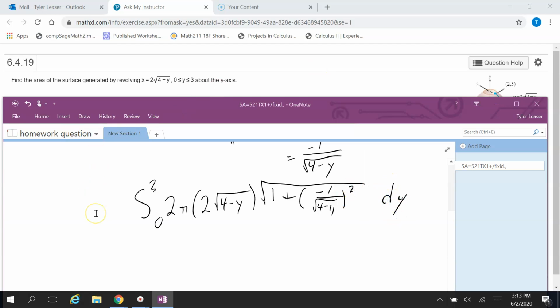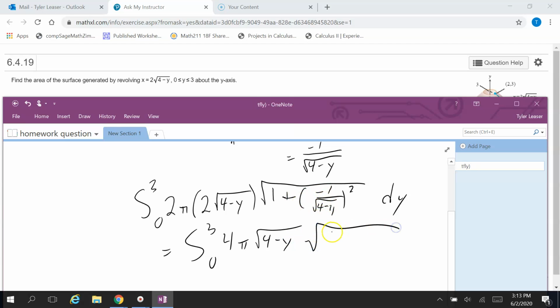All right, this trick is one that I showed you. It's just a little bit more complicated than the one that I showed you. First off, we have a 2 times 2, which is 4. We still have the pi. We still have this square root 4 minus y. Inside here, when I square that off, the negative 1 becomes a positive 1. The square root in the denominator becomes just a normal 4 minus y.